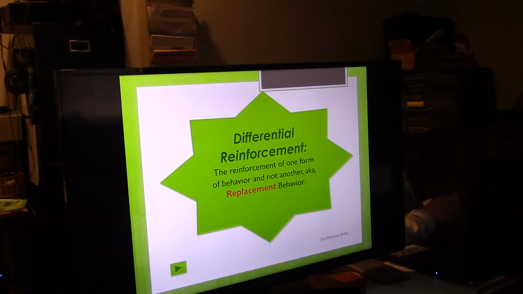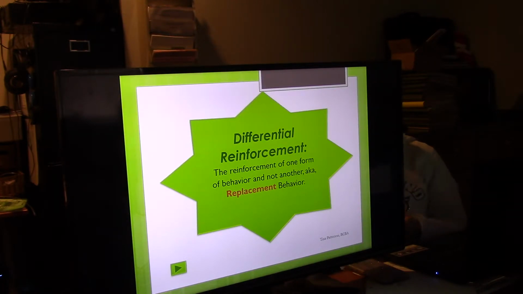Differential reinforcement is the reinforcement of one form of behavior and not another. Like replacement behavior. You're not going to scream when you don't like something. You're going to say, no thanks. You're not going to hit when you need some space. You're going to ask for a break. It's your replacement behavior, and then they're reinforced when they act appropriately.